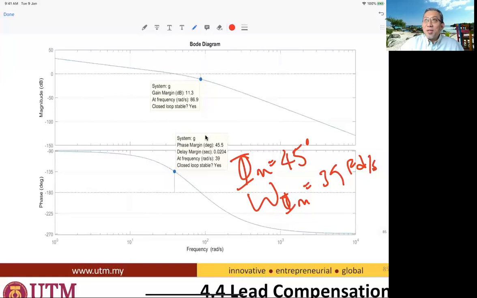The difference is that the lead compensator is to improve transient response, and the lag compensator is to improve steady state error. That is the first one. The second one?